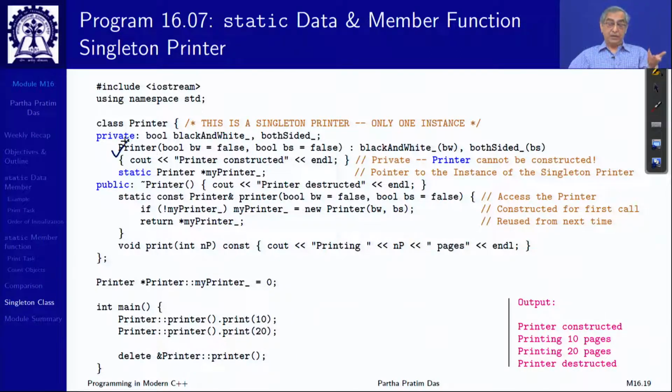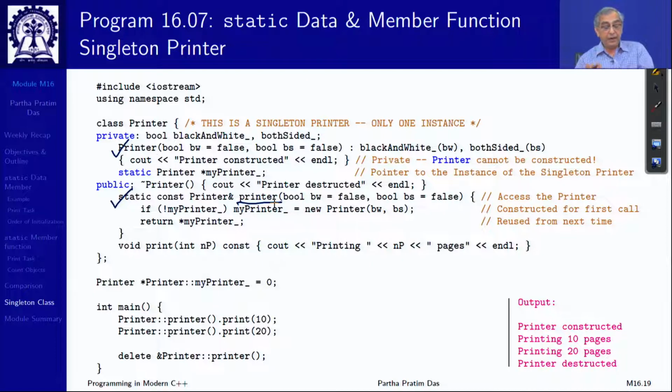If I cannot construct, I cannot have an object. If I cannot have an object, I cannot call a member function. So, how do I go about it? That is where the static member function comes in, because static member functions do not depend on an object being constructed. So, I provide a static member function, say called printer, different from the class name, has to be because it is not a constructor, which simply will find out whether I have an instance.